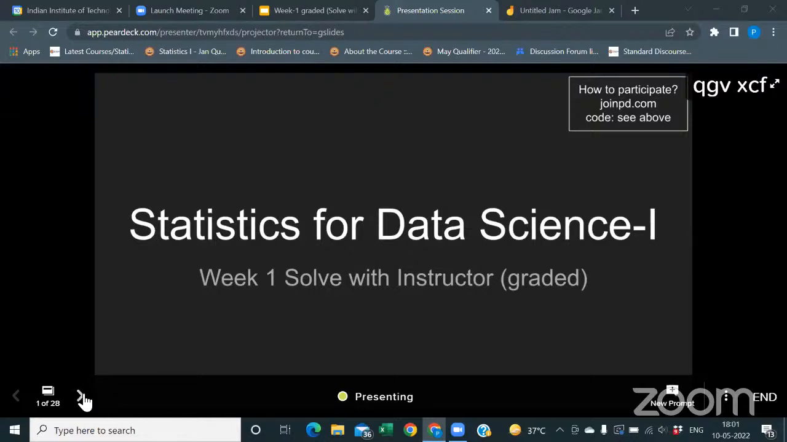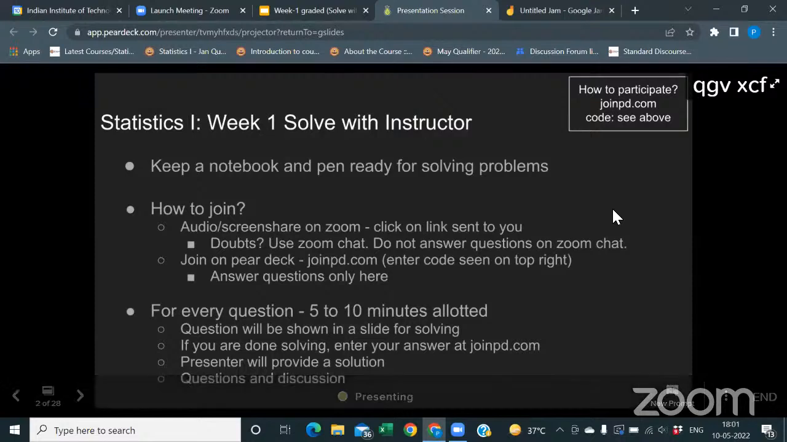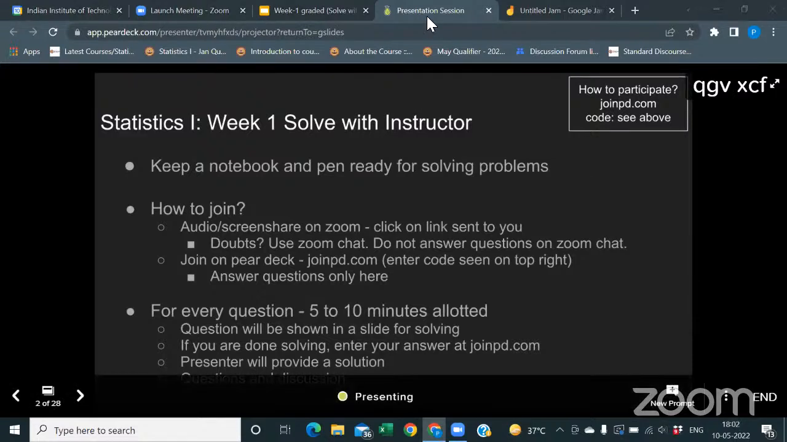Yeah, see, kindly keep a notebook or pen ready for solving some problems. You have to assign 5 to 10 minutes according to the level of the questions, and we will discuss those questions. We will provide the solution for each question, and we will discuss the concept and everything. And you can share your doubts on Zoom chat also.